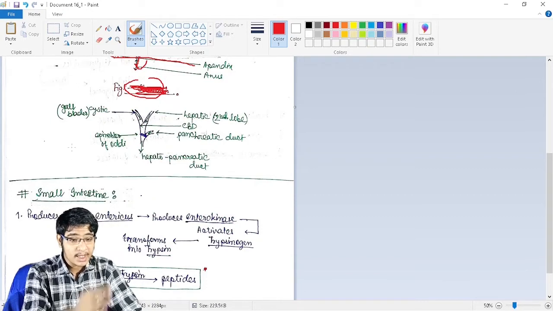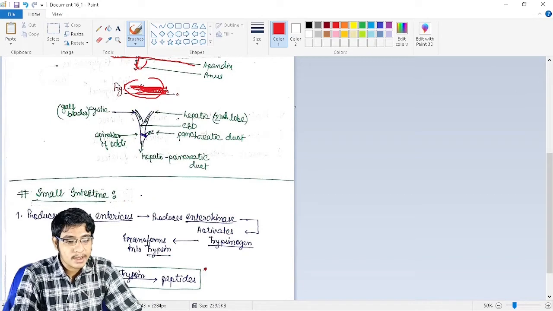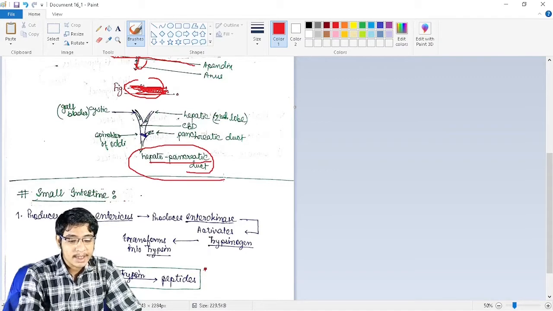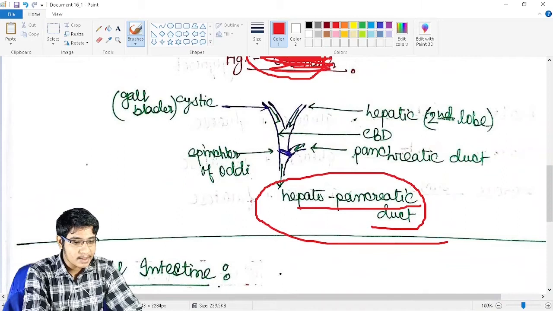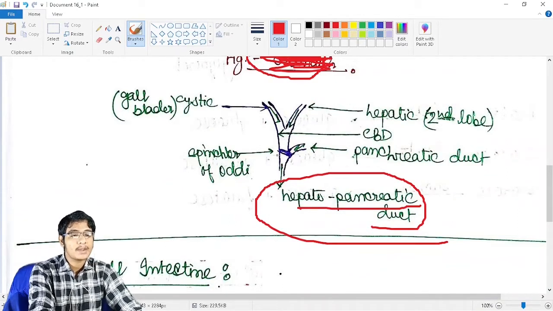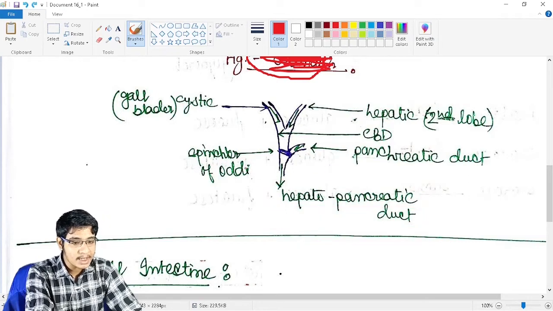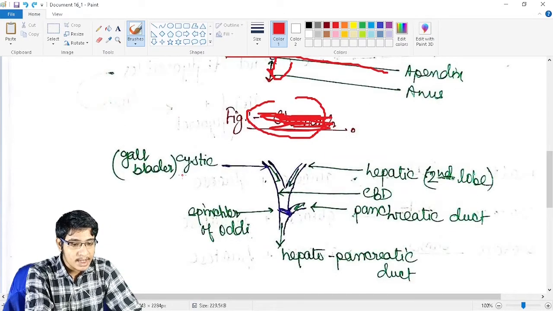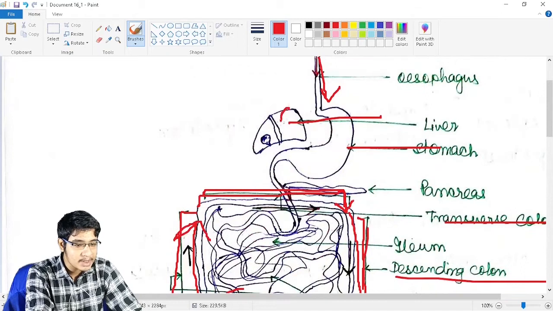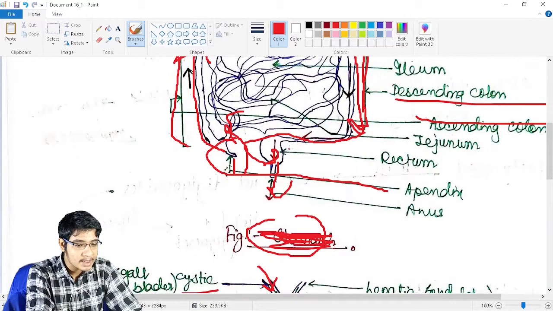Next, today what we are going to discuss is our hepatopancreatic duct. What is the hepatopancreatic duct? Sometimes the question comes in our NEET as well as our final term. As I told previously, this is a cystic duct which is coming from the gallbladder, and this is the hepatic duct which is coming from the second lobe. This is the second lobe, and this is the gallbladder. From here the cystic duct, and from this second part the hepatic duct.